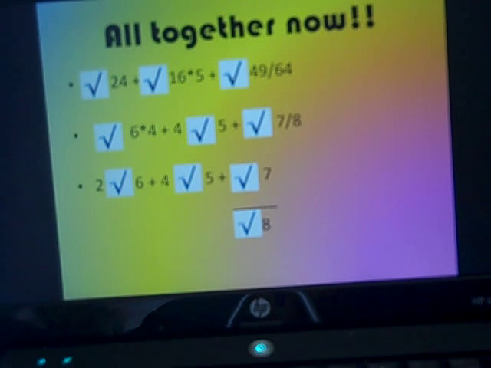Simplify. 4 times the square root of 5, it just stays the same. And simplify the square root of 7 over 8 equals the square root of 7 over the square root of 8. 2 times the square root of 6 plus 4 times the square root of 5 plus the square root of 7 over the square root of 8.